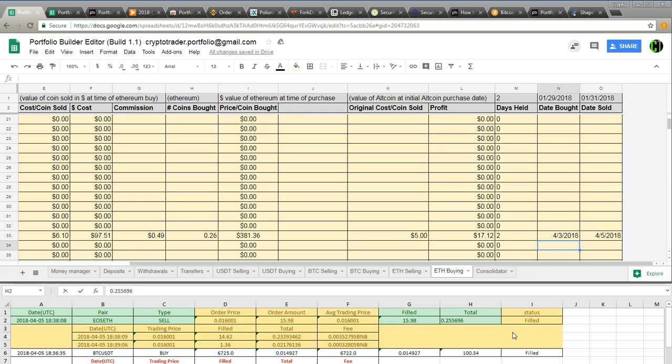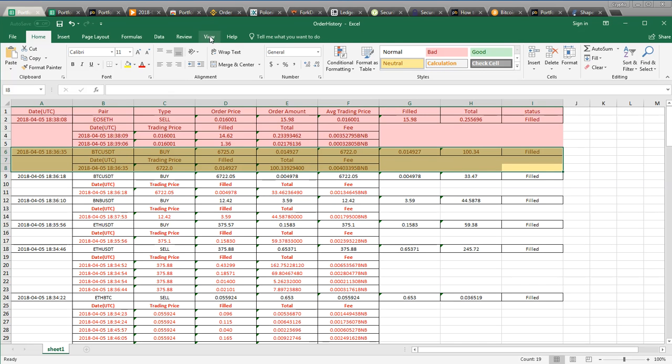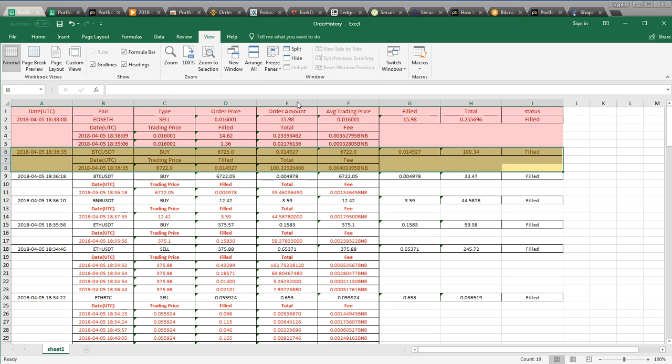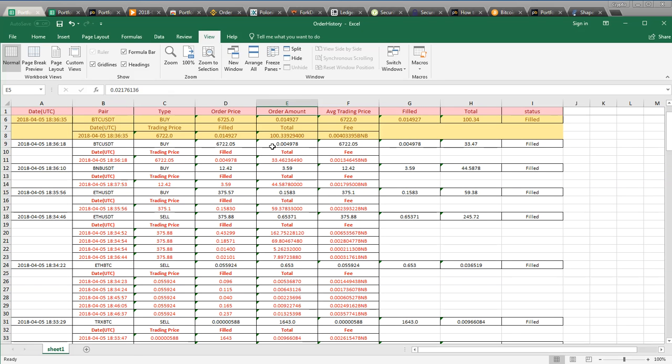Okay, let's look at another trade. Now here's another little trick for you guys. If you click on View, Freeze Panel, Freeze Top Row, it makes it handy because now we can see what's going on with the column title while we scroll down our page. So I'm going to turn from yellow the various pieces of information we're going to need to fill out the trade.